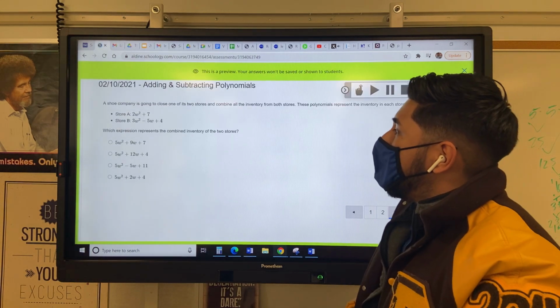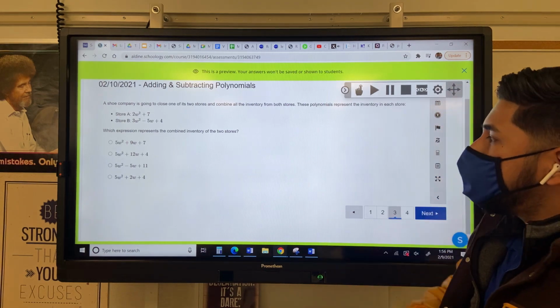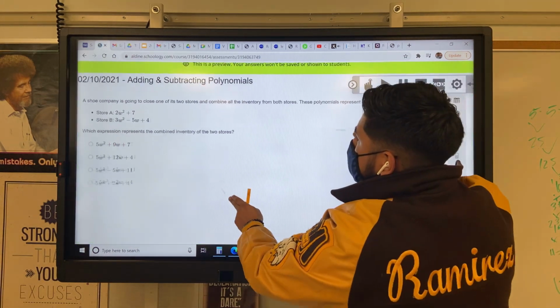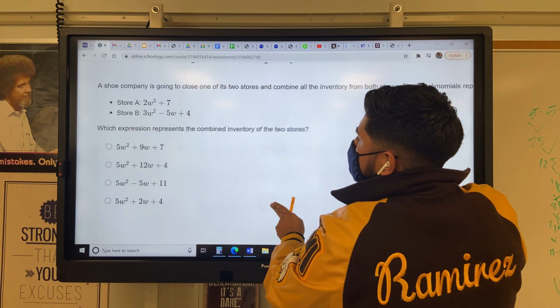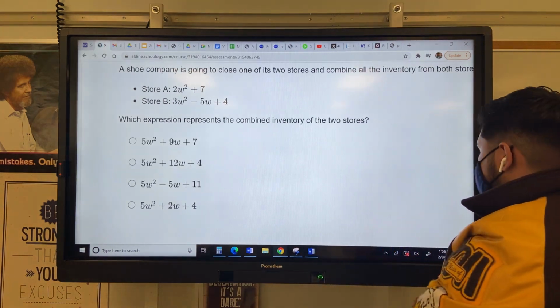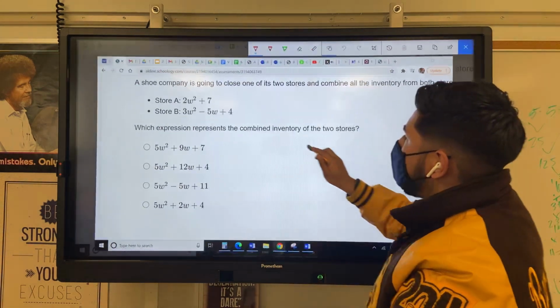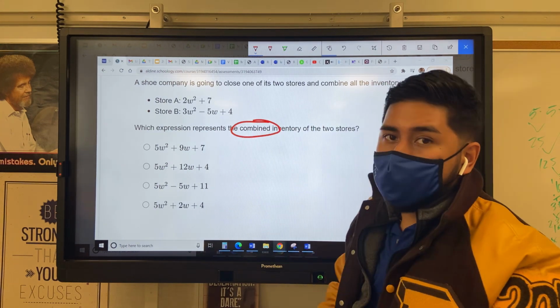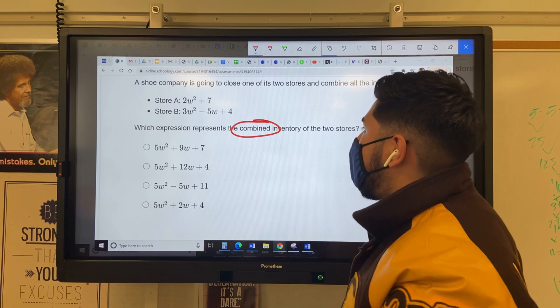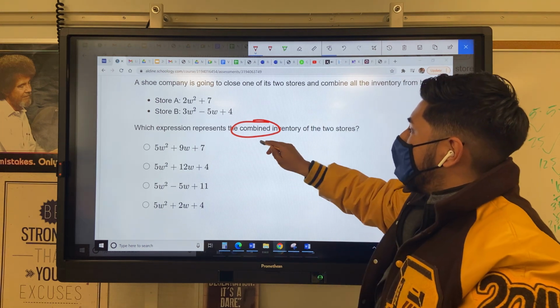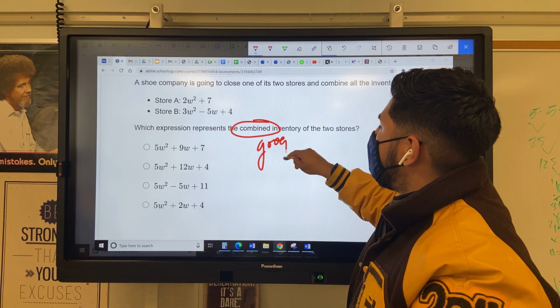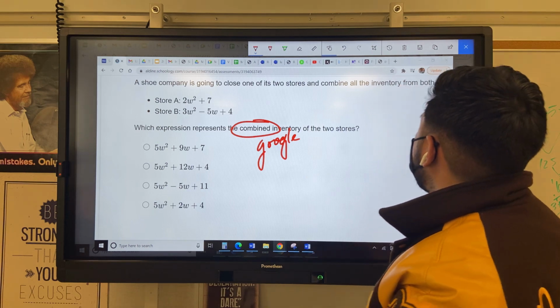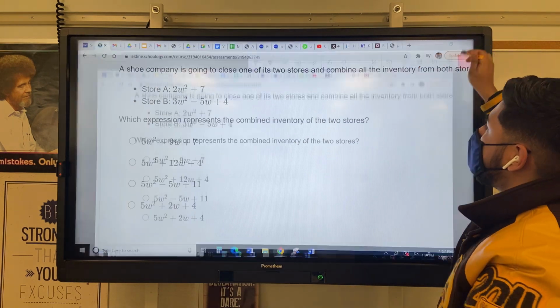Awesome problem. So you got two stores. The question is asking which expression represents a combined inventory of the two stores. Hopefully you know what combined means. Put them together. I'm not going to tell you if that's adding or subtracting, but it's combining. Look it up, Google. What does combined mean? And then you go from there.